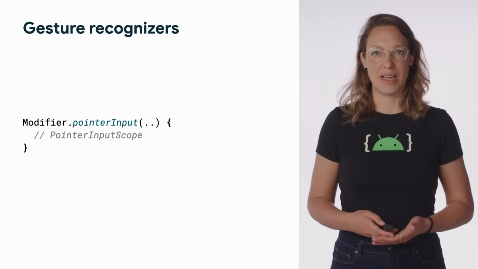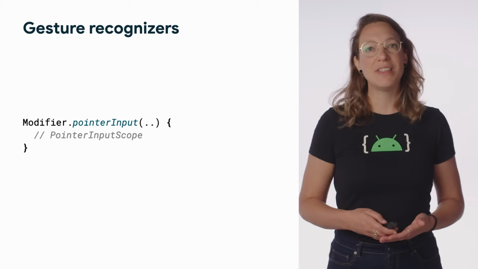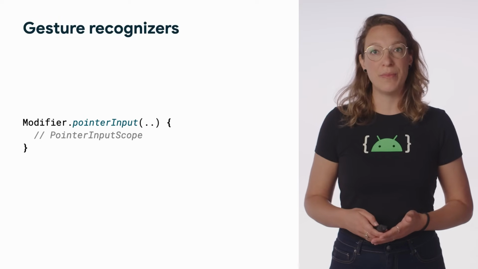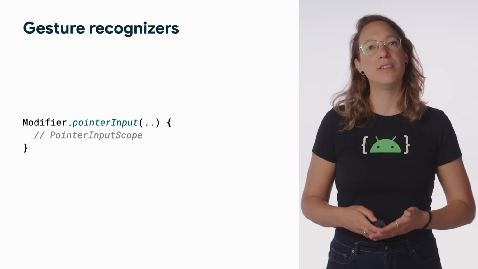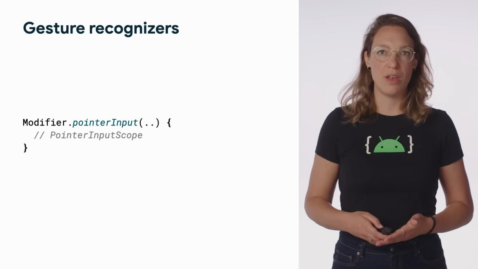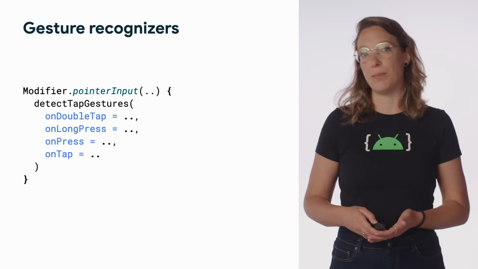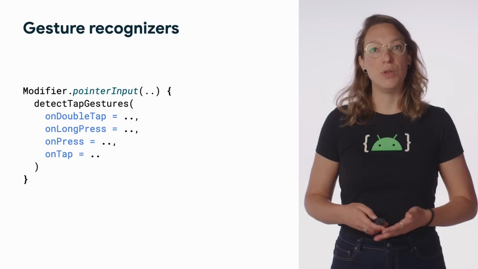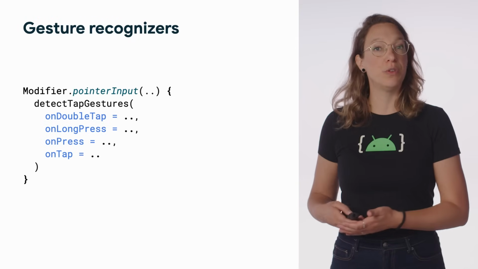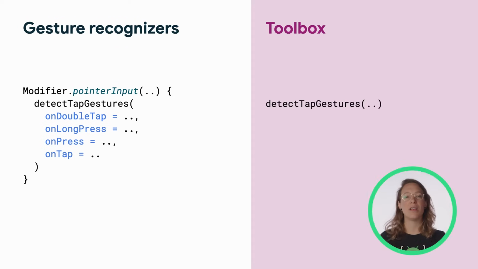To create a gesture recognizer, you first apply the pointer input modifier to your composable. You pass a lambda to this modifier, and inside this lambda, you're in a so-called pointer input scope. This scope provides the various gesture recognizers. For example, you can use the detectTapGestures method to recognize various tap gestures: double tap, long press, press, and tap. You pass the lambdas for the tap gestures that you want to respond to, and they will be executed when that gesture is recognized. Let's add this method to our toolbox.